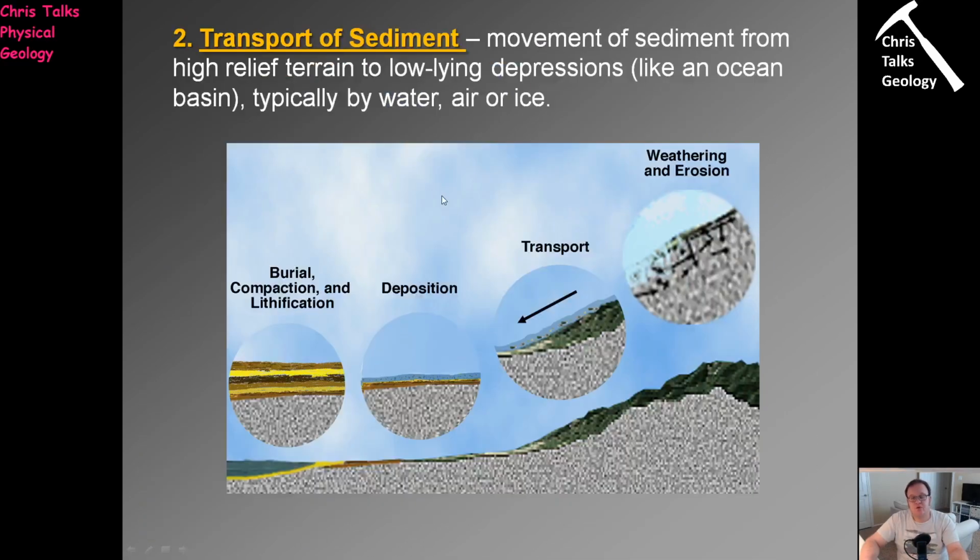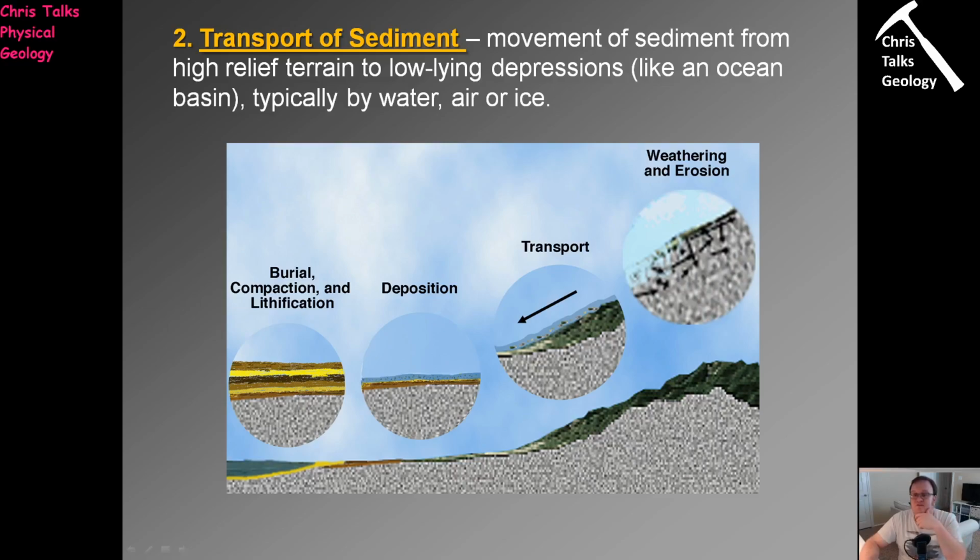Okay, so once we actually have our sediment, it's going to be transported, and I do apologize, this diagram is pretty horrendous, but it does kind of get across what we're aiming for. So once we have our sediment, it's going to be transported, and typically a sediment will be transported from a high relief terrain to a low-lying depression like an ocean or a sea. Now most of the time that transportation takes place by water, but as we've discussed, it could also be via air, ice, or gravity.